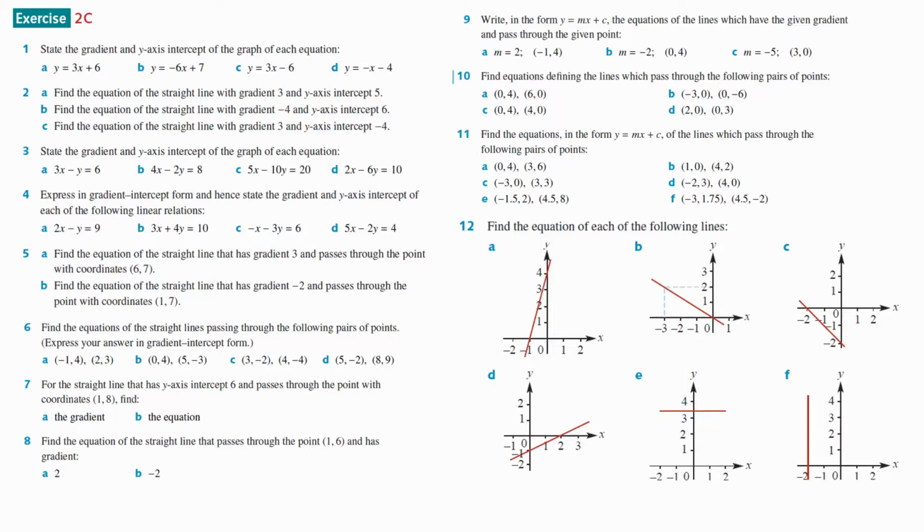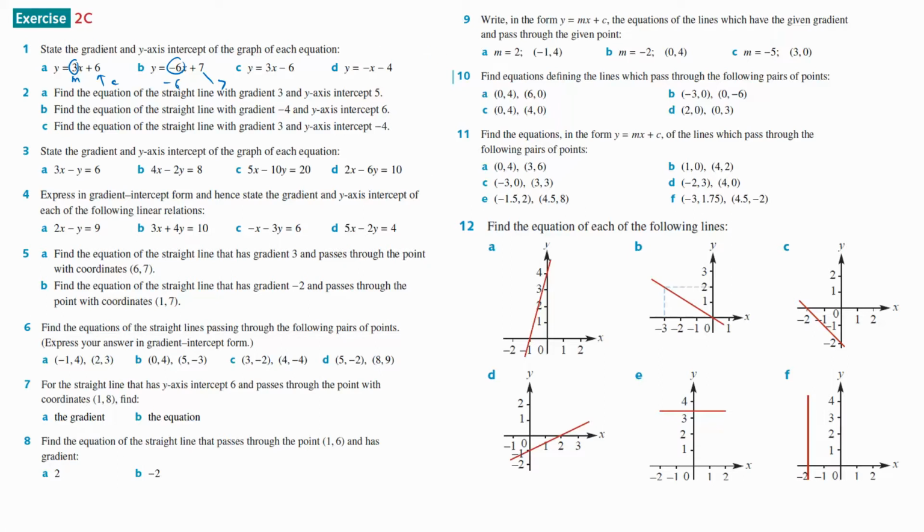Okay, so if I briefly run through exercise 2C question 1, state the gradient and y-axis intercept. Again, gradient is 3, y-intercept is 6. Gradient is -6, y-intercept is 7. By the way, I don't want you to write this in your exercise books the way I'm doing it right now. I want to see question 1a, y equals 3x plus 6 in your exercise book, and I want you to say m equals 3 and c equals 6. I want you to write it properly. Don't do what I'm doing right now. I don't have space and I'm just showing you what I mean.